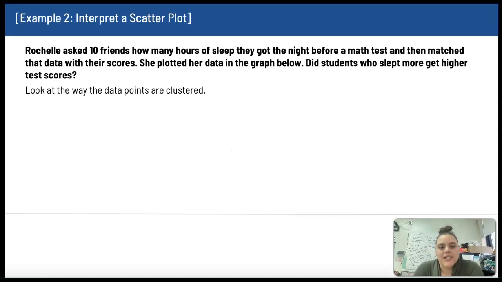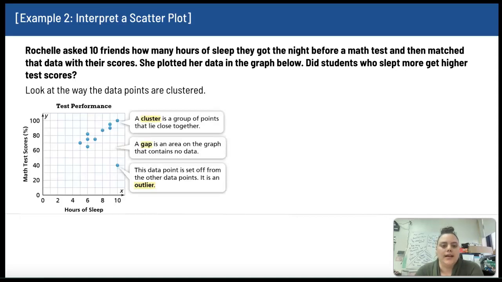Example 2, we're going to interpret a scatter plot. Rochelle asked 10 friends how many hours of sleep they got the night before a math test, and then matched the data with their scores. She plotted her data in the graph below. Did students who slept more get a higher test score?